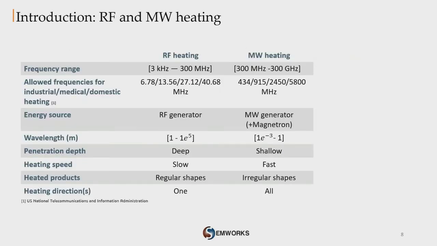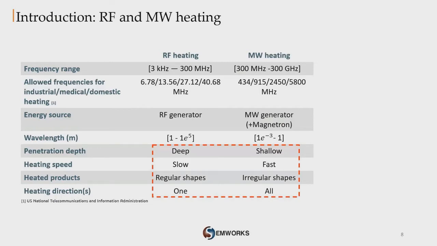Here we have a brief comparison of the main characteristics of RF and microwave heating processes, which are summarized in the next table. We have the general frequency range for each type, and also the allowed frequencies for industrial, medical, and domestic uses. Each technology has its own application domains, but the main characteristics that strongly define your decision about the right technology to use are listed in these last four criteria.